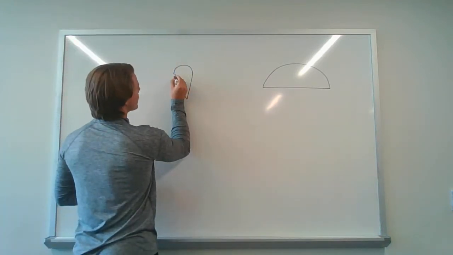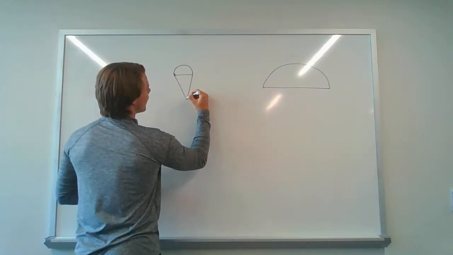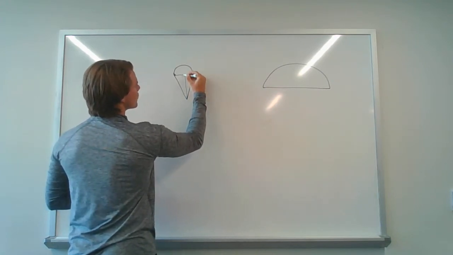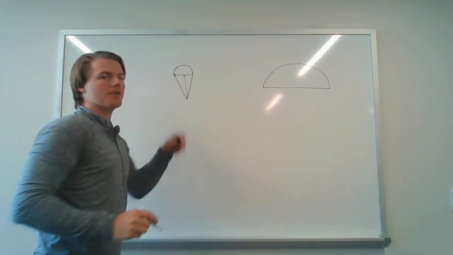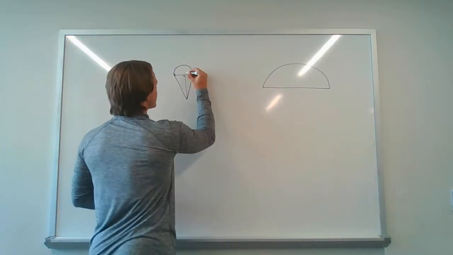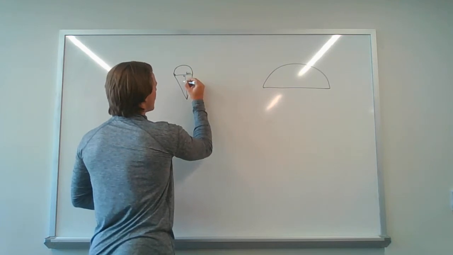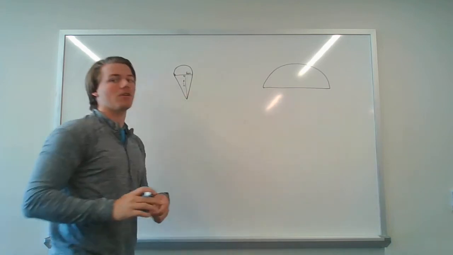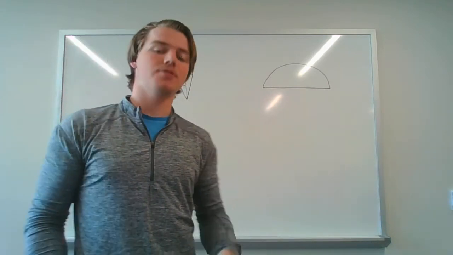The ice cream cone has been cut off here and cut off here. So we've got two right triangles underneath a semicircle. The radius of that semicircle is 6 centimeters, and this value given is 8 centimeters, the height of that triangle. So those are our two given values.